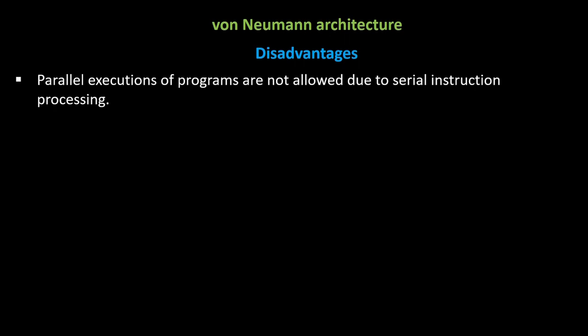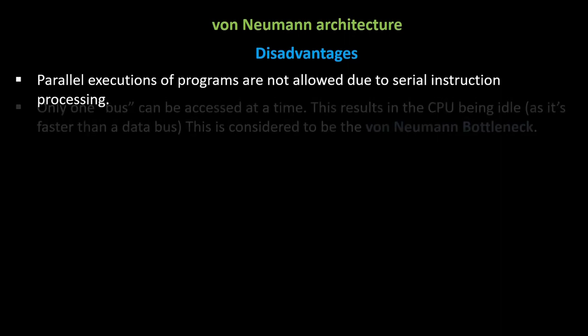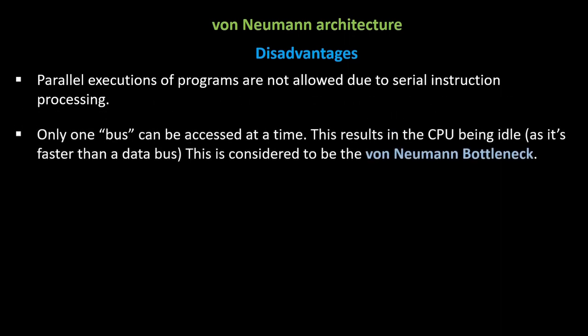However, like any architecture, von Neumann also has its share of disadvantages. Let's explore a few of them. Firstly, due to the serial processing of instructions, parallel executions of programs are not possible. This limitation can impact the overall speed and efficiency of the system, particularly in scenarios where parallel processing could be beneficial.